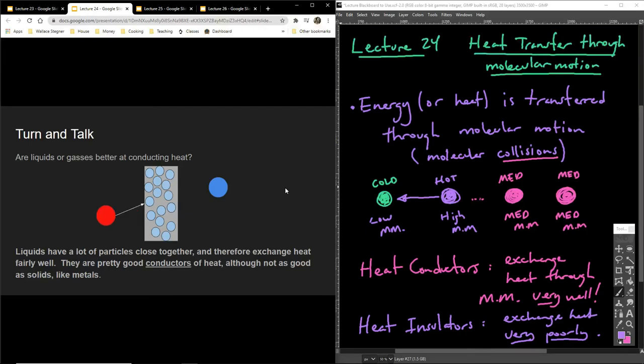Okay, so that's what's going to happen here. There's a barrier in between these two molecules of liquid. The high energy molecule bounces up, gives its energy to one of the liquid molecules, and then the energy passes from one liquid molecule to another until it eventually collides with the other side of the barrier and then transfers the molecular energy to the other side.